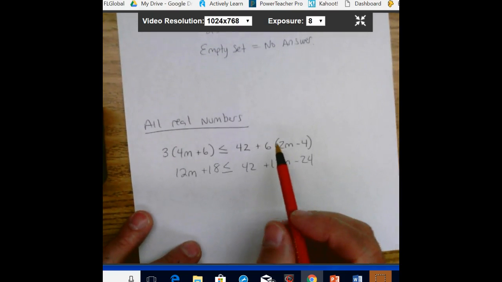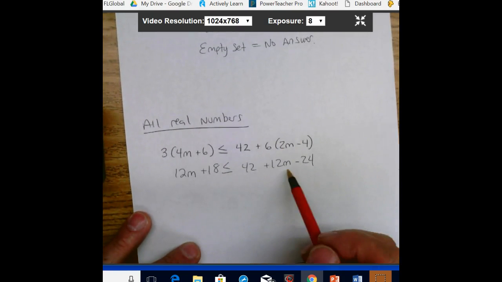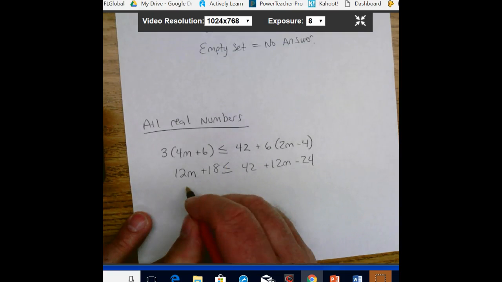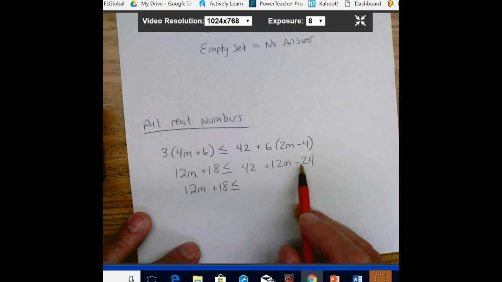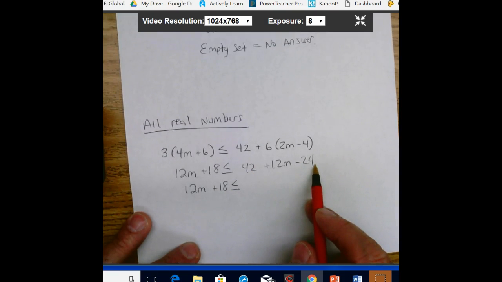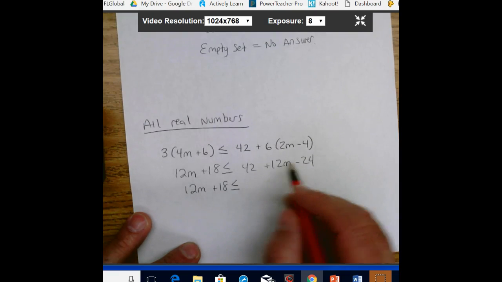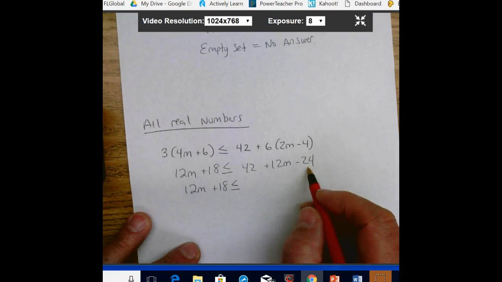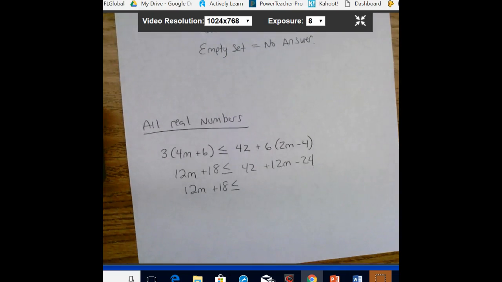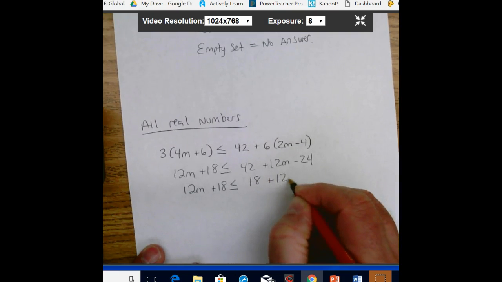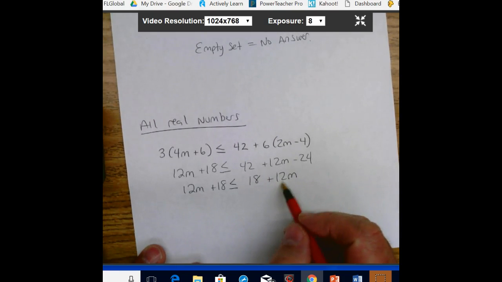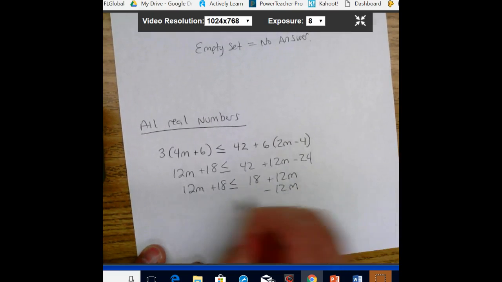And then we're going to collect things on each side if we can first. So it's just 12m plus 18, less than or equal to 42 minus 24. So we do this here, 42 minus 24, we get 18, and then plus 12m. And then let's just move the 12m over, minus 12m, both sides.